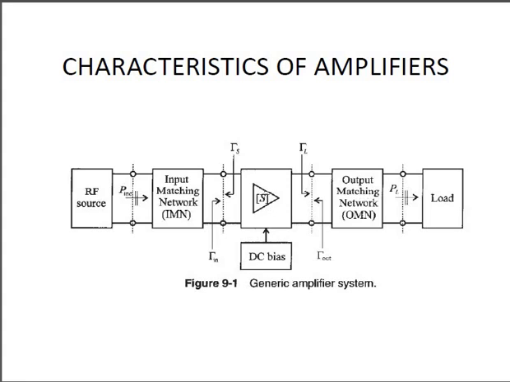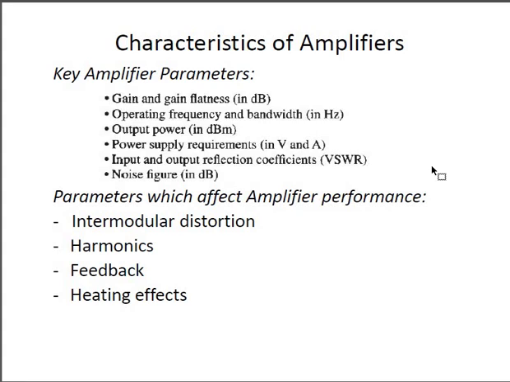And for this amplifier the DC bias is required, which is provided over here, and these are the corresponding reflection coefficients. Gamma S is for the source, gamma in is the input reflection coefficient of the amplifier, gamma L is the load reflection coefficient, and gamma out is the output reflection coefficient of the amplifier. So now we will discuss the characteristics of the amplifier.